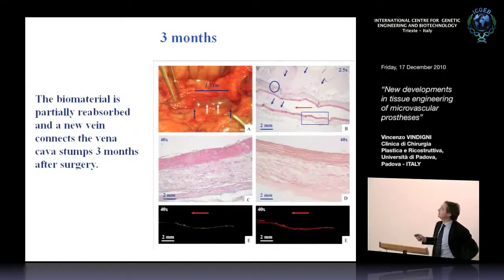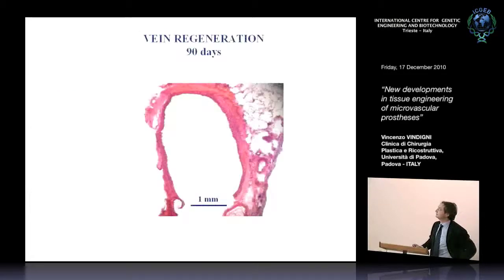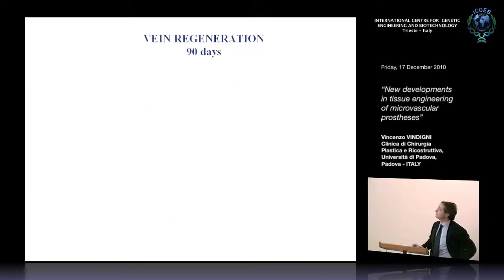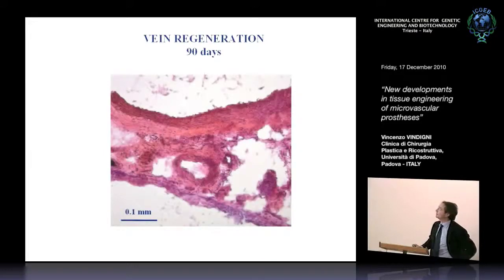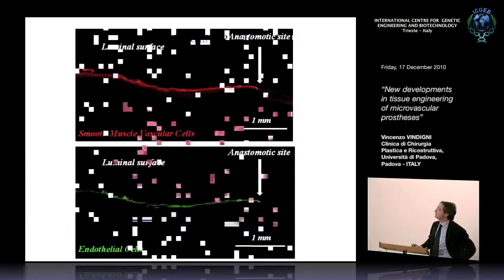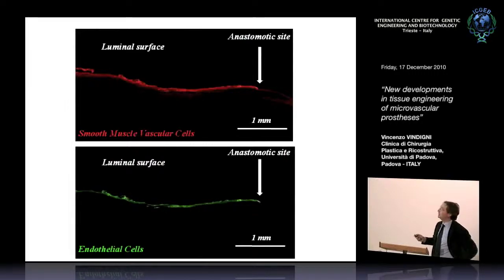After 3 months, the biomaterial is nearly completely reabsorbed, the new vein, as a detail of the luminal aspect of the new vein inside the prosthesis, the endothelial and the muscle layer regeneration. This is 3 months after surgery. Again, we obtain the complete regeneration both of smooth muscle vascular cell layer and endothelial cell layer.